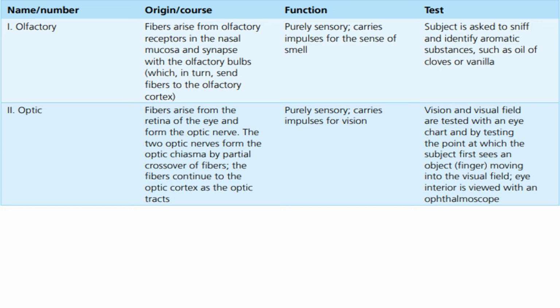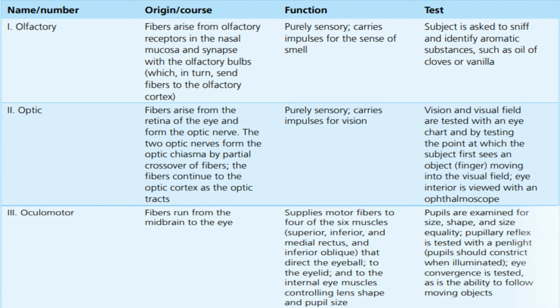To test the optic nerve, vision and visual field are tested with an eye chart and by testing the point at which the subject first sees an object moving into the visual field.